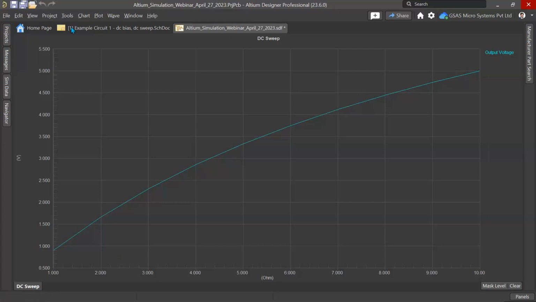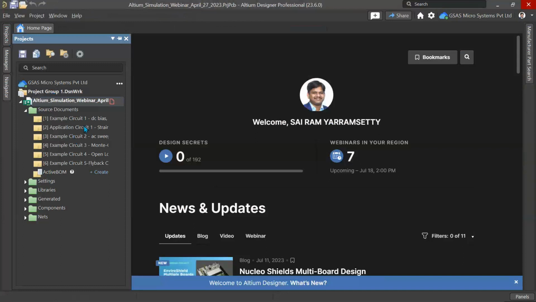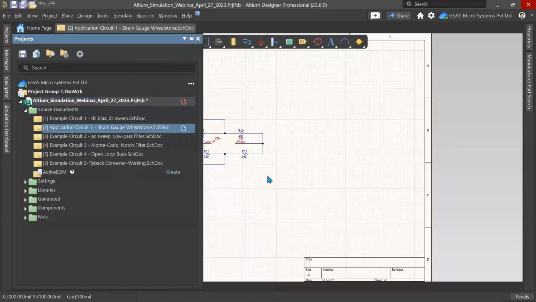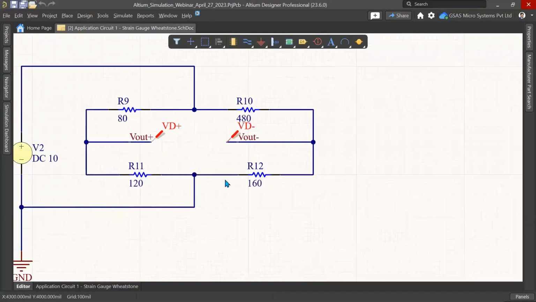Okay. Now we want to do another analysis using a different circuit to understand the voltage differences. I mean to say, what is the suitable value to get our required difference. This is the strain gauge circuit. Here, what is the value required to make the difference between these two nodes 0? We want to analyze this by using the DC sweep analysis.